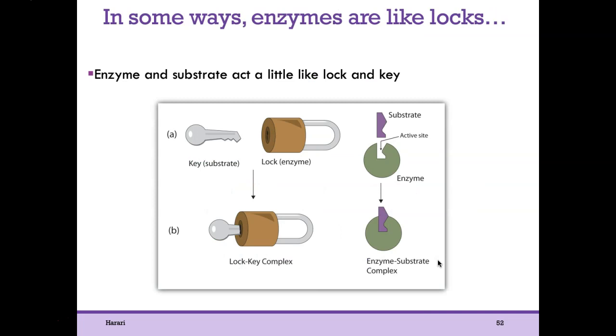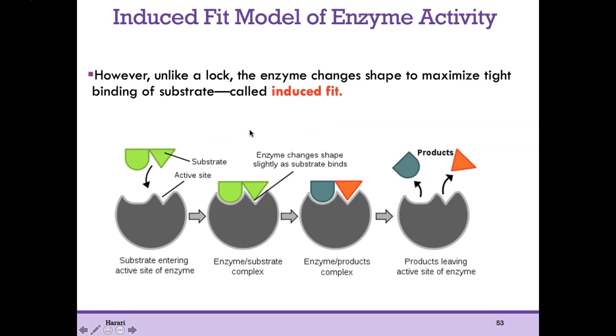So we said that the substrate interacts with the enzyme very specifically. It's almost like a lock and a key, right? Where the key is the substrate that has to fit just perfectly into the enzyme, like the lock. And enzymes are a little bit like that. But enzymes can actually change their shape, right? Locks don't change their shape once you put the key in. So the enzyme changes its shape to maximize tight binding of the substrate. This is called induced fit.